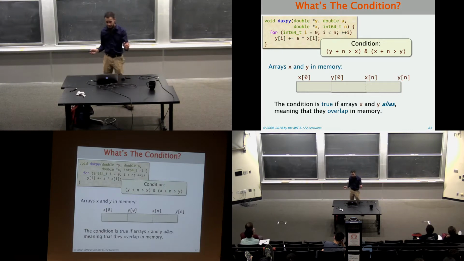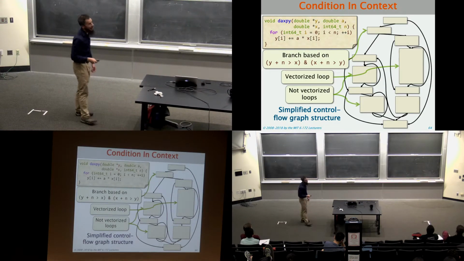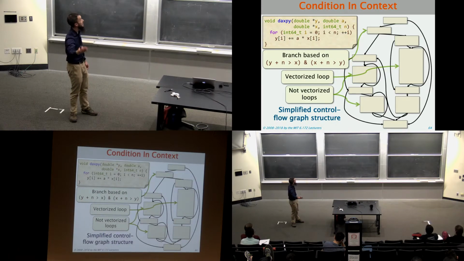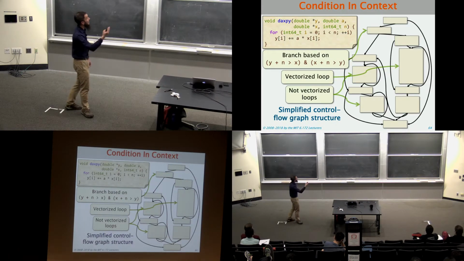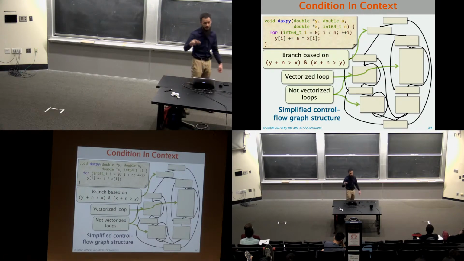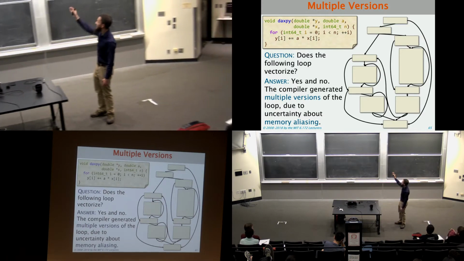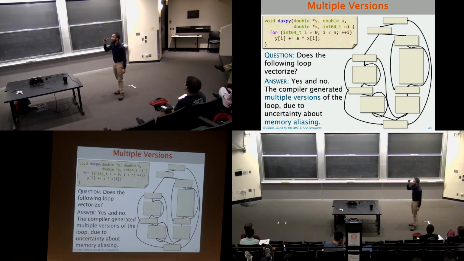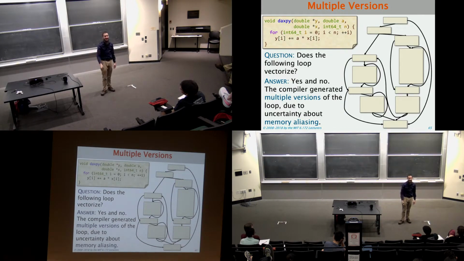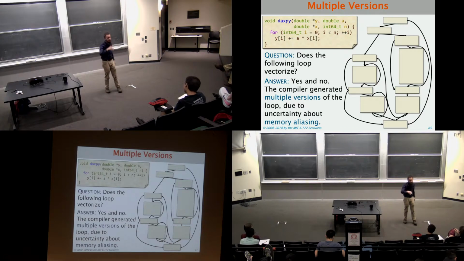So going back to our original looping code, we have a situation where we have a branch based on whether or not they alias, and in one case, it executes the vectorized loop, and in another case, it executes non-vectorized code. In particular, it executes the vectorized loop if they don't alias. So returning to our original question, does this code get vectorized? The answer is yes and no. So if you voted yes, you're actually right. If you voted no, and you were persuaded, you were right. And if you didn't commit to an answer, I can't help you. But that's interesting. The compiler actually generated multiple versions of this loop due to uncertainty about memory aliasing.